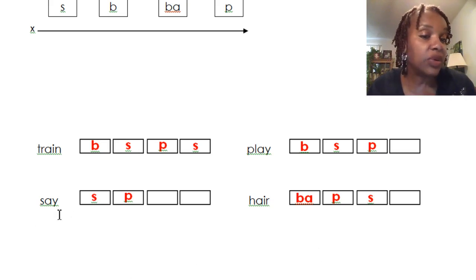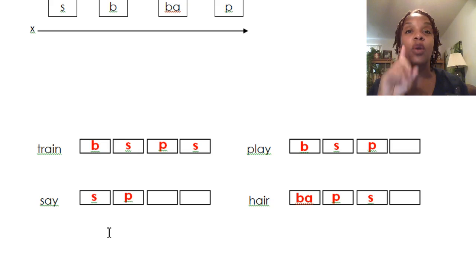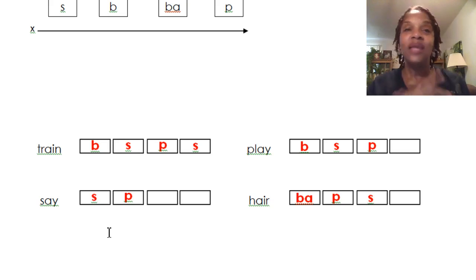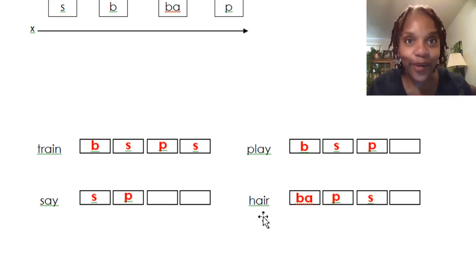Same thing here with this word. Say. And in the word say, you only hear 2 sounds, right? You hear a slide sound, and you see and hear a partner. Say. So for the word say, it's just like a two-step, right? It's slide, partner. Ready? Go. Slide, partner. Good job.